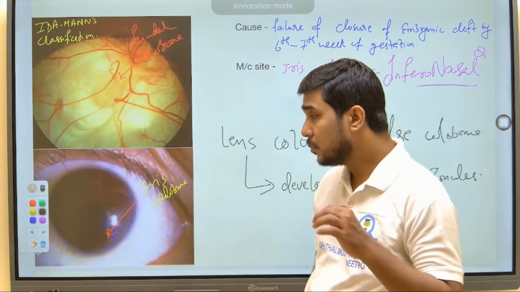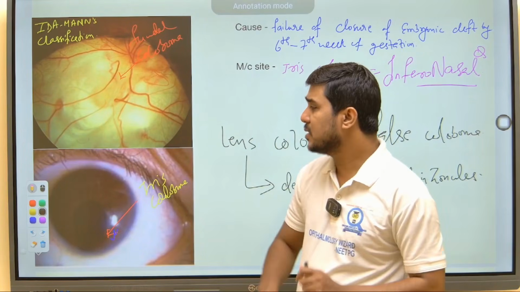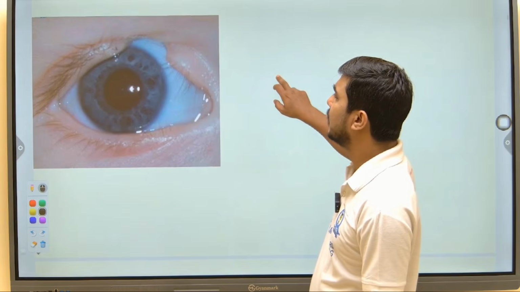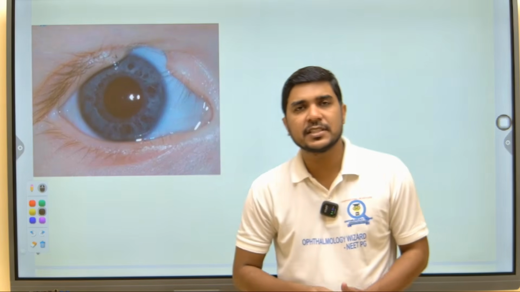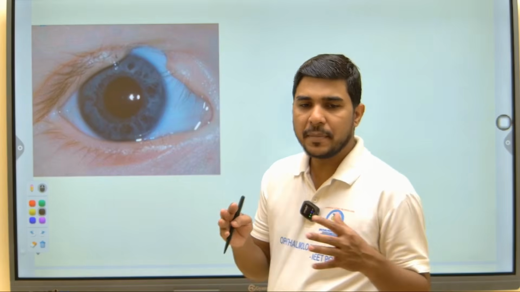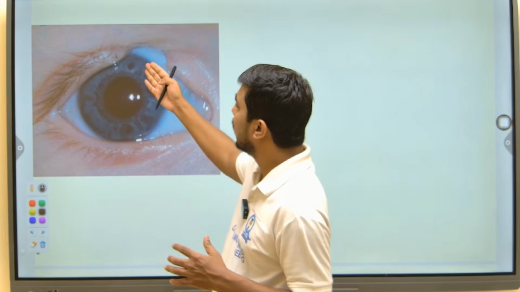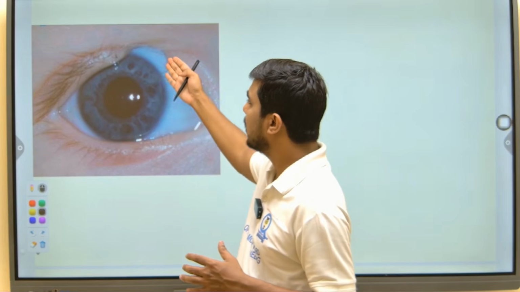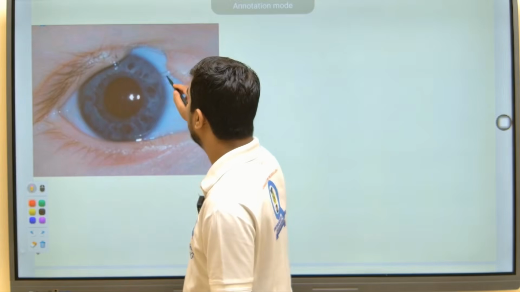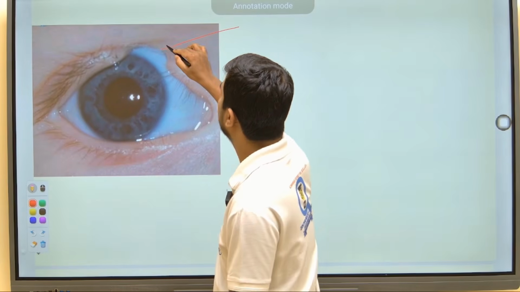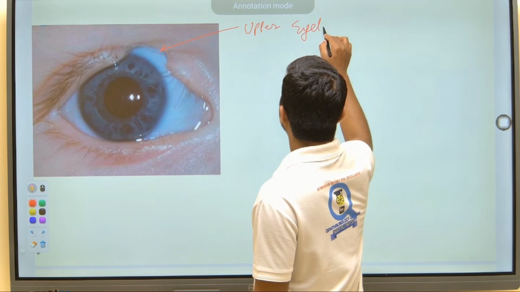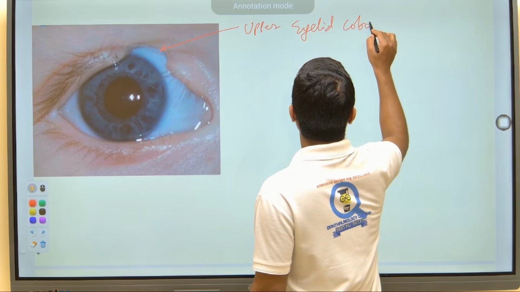Understood? Now, after this image, we have a very important point to understand. What is the second image saying? You have to remember that this is a notch in the upper eyelid. So what is this notch? If there is a notch in the upper eyelid, this is nothing but upper eyelid coloboma.